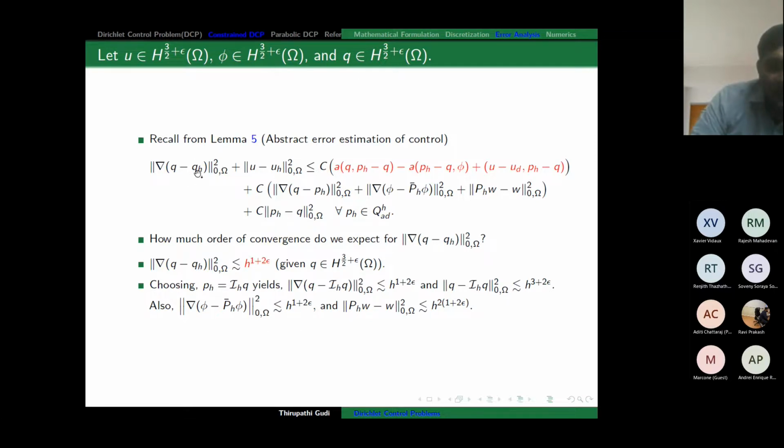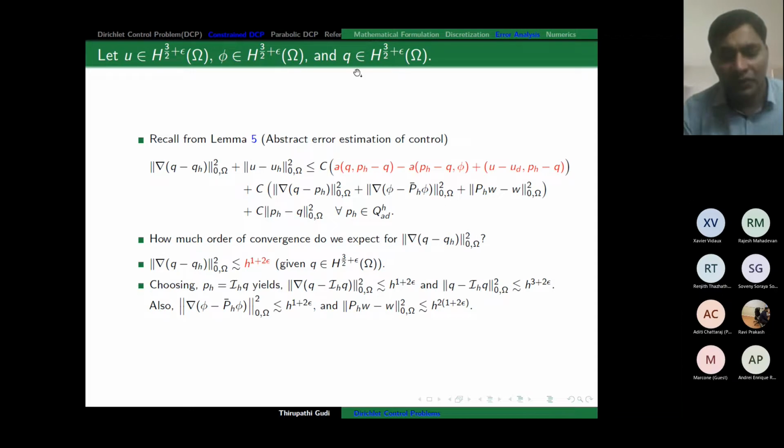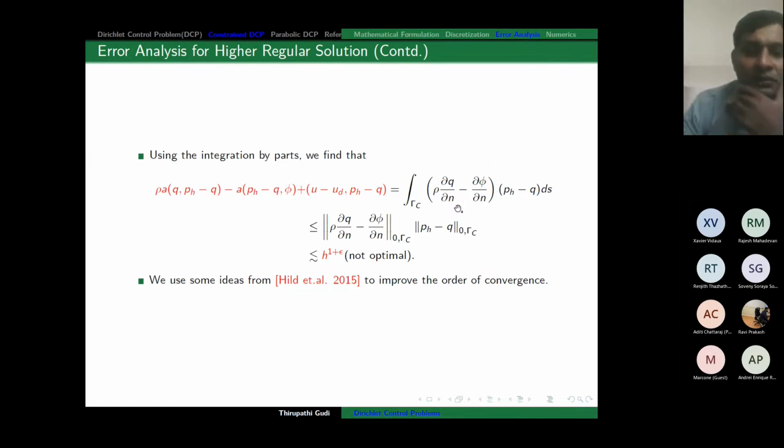But now whether this quantity Q_H has that approximation property is to be established. Because this is H3 by 2 plus epsilon, if you assume all of them, the normal derivative will be L2, because then we can use this after integration by parts. This was earlier represented as the duality pairing. Now it is the L2 norm on gamma C. So we can bound it by the L2 norm of this and the L2 norm of this. Again, as I said, if you have no constraints, this derivative will be equal to this, so it vanishes.